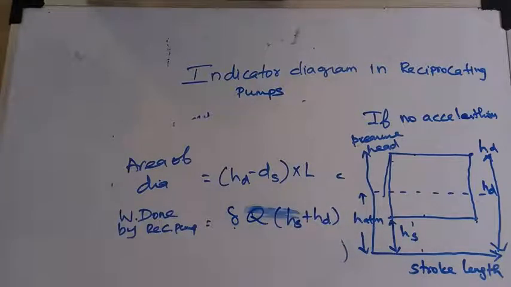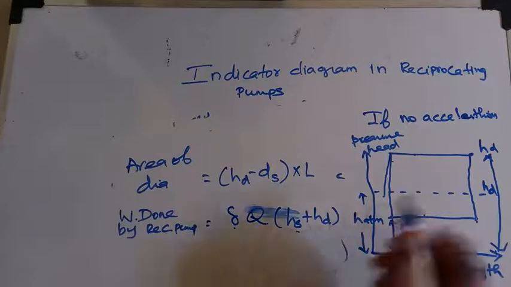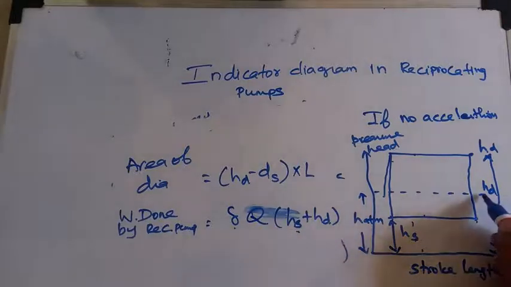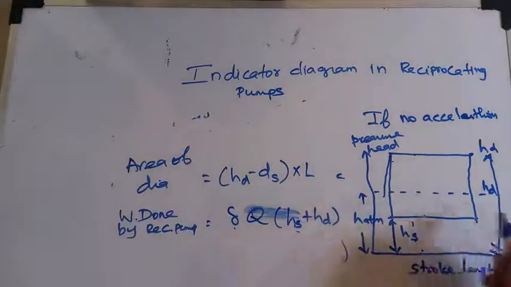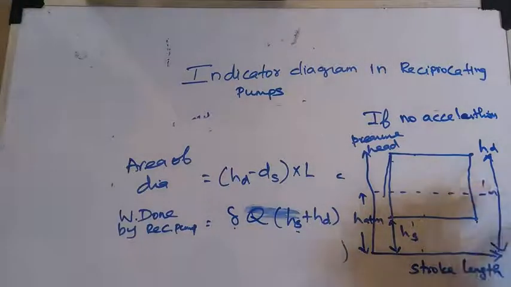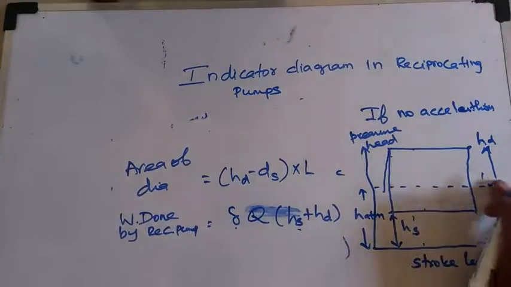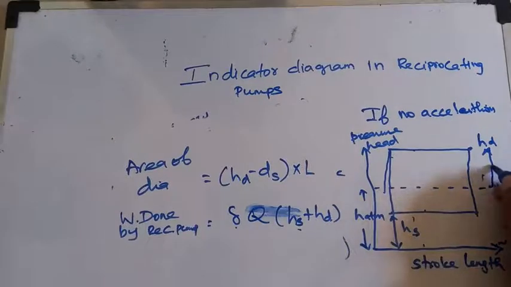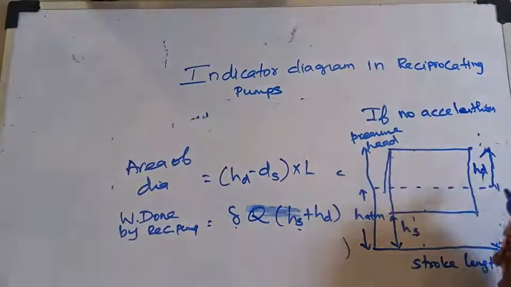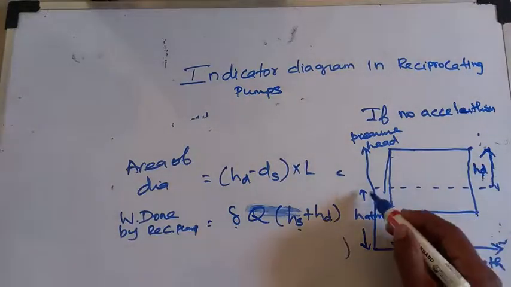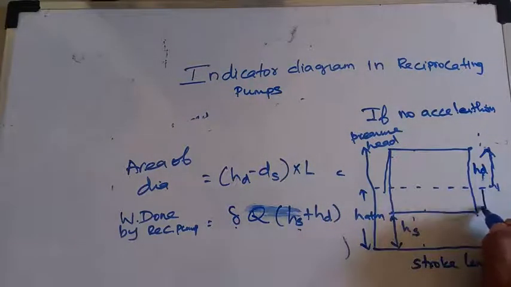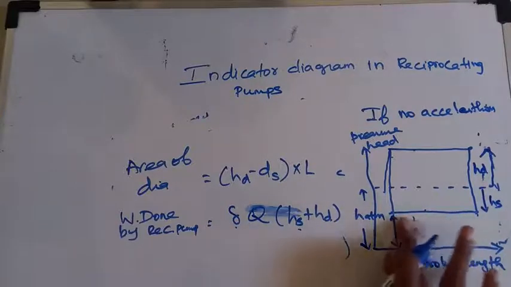If I compare these two things, what I will get is that here this HD is different. I am again mentioning this is atmospheric head. I am making one simple correction. HD is nothing but the increase in pressure compared to atmospheric. HS is nothing but the decrease in pressure with respect to H atm.